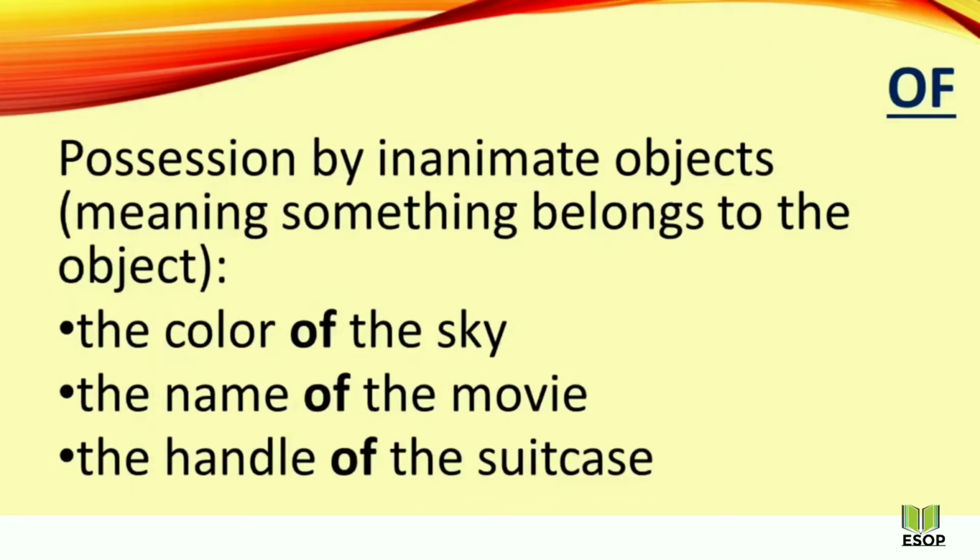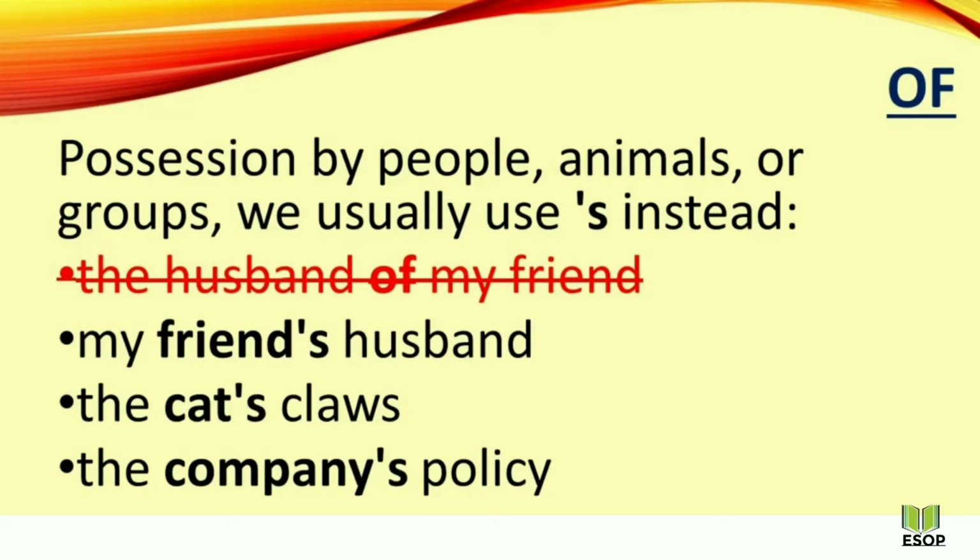We often use of when talking about possession by inanimate objects, meaning something belongs to the object. For example, the color of the sky, the name of the movie, the handle of the suitcase. When talking about possession by people, animals, or groups, then we usually use apostrophe s instead. So instead of saying the husband of my friend, we typically say my friend's husband, the cat's claws, and the company's policy.